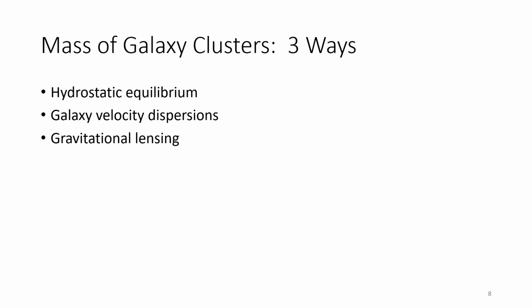So now let's talk about determining the masses of galaxy clusters, which is commonly done in 3 ways listed here: hydrostatic equilibrium, the velocity dispersions of the galaxies within the cluster, and gravitational lensing.